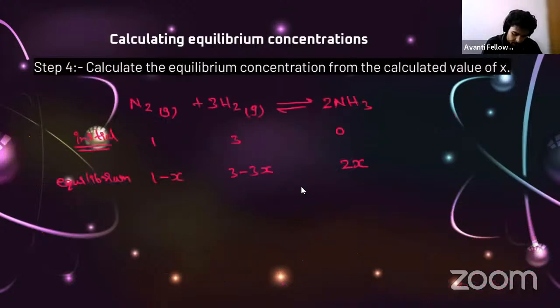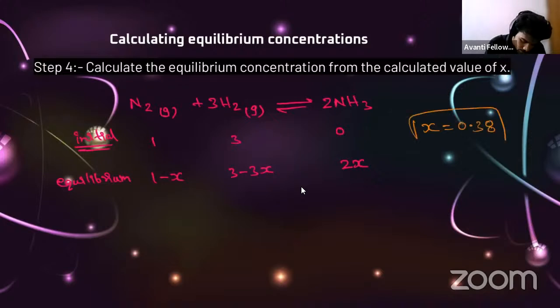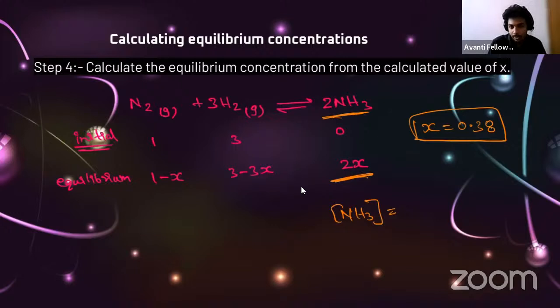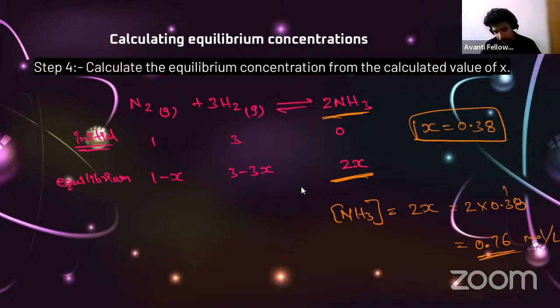Now, if we go through this where x is equal to 0.38, using this value, just substitute the x value for the concentration of NH3. How much concentration is there? 2 moles of NH3 are there in the solution. That is nothing but 2x, where 2x is equal to 2 into 0.38, right? Now what is the value? If you find that out, 0.76 mol per liter is the concentration of ammonia.